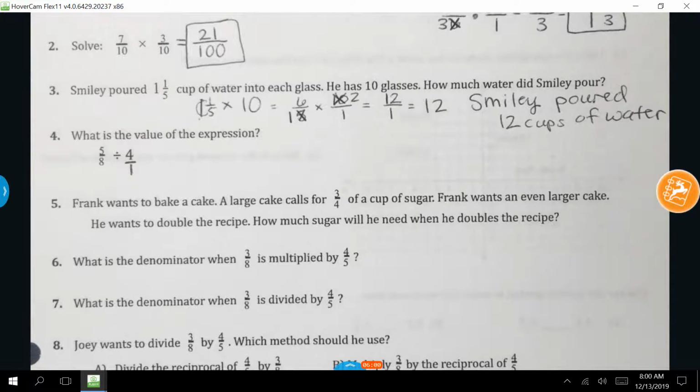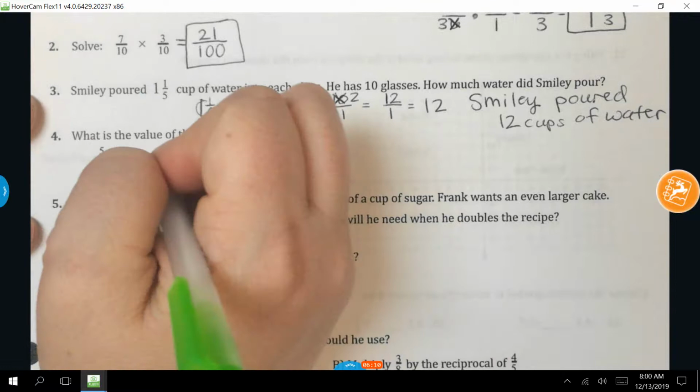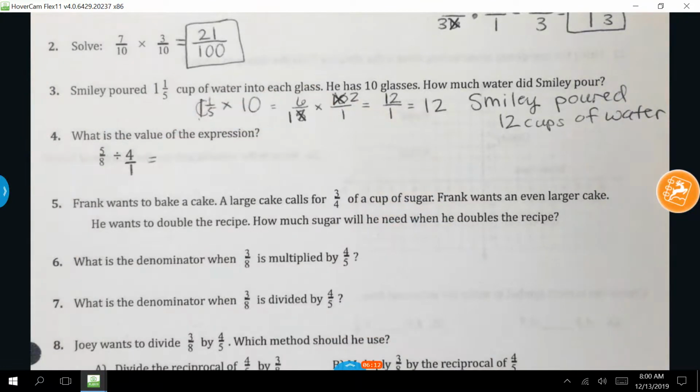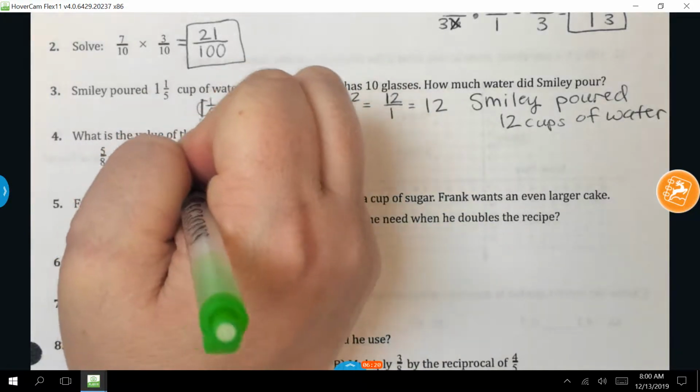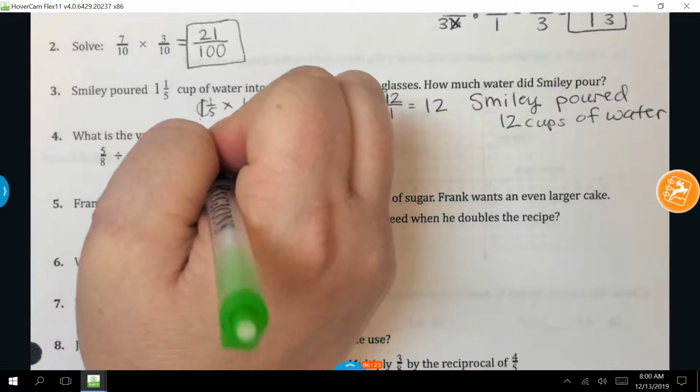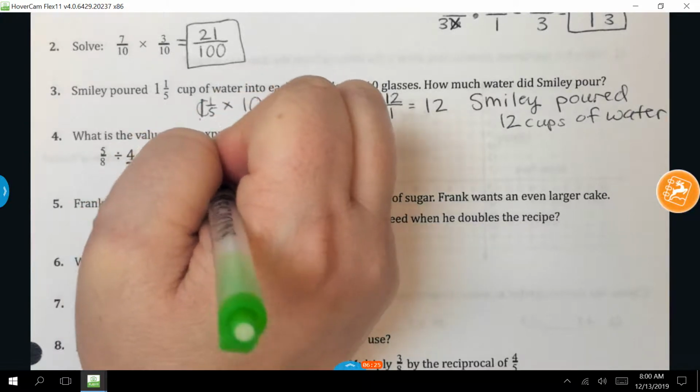Now what can I do to work this one out? Julia? You simplify 8 and 4. Not quite yet. Nora? Keep, change, flip. Before we can simplify, we've got to keep, change, flip. Remember, you can only simplify if it says multiply. So those kind of go together with the rhyme. So I get 5 over 8 times, when I flip that, it becomes 1 over 4.